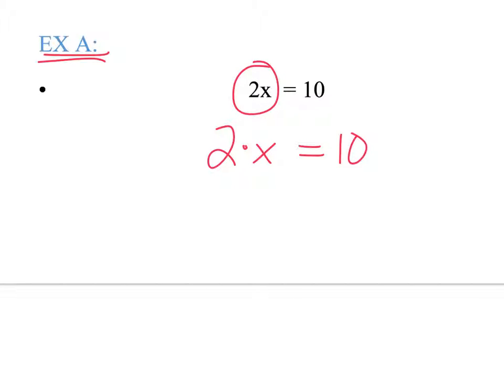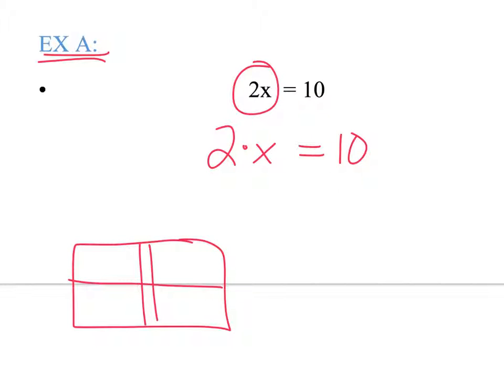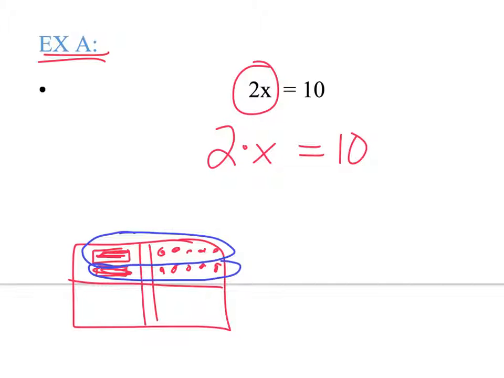Let's think about on an equation mat real fast what that would look like. So this would be where we had 2 x's on top, and then we had 10 to the side. But whenever we were solving, I was always asking you, what does x equal, not what does 2x equal. So we would always break it into pieces, divide it into groups, so that I could say that each individual x went with 5 tiles.